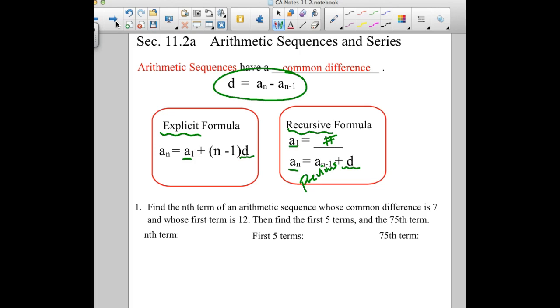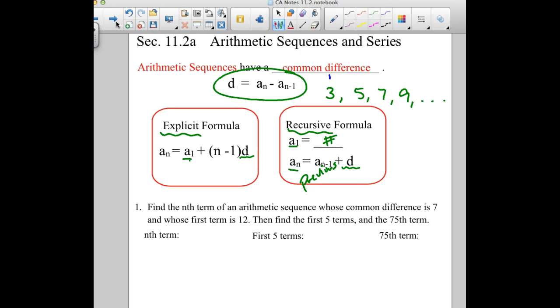Okay? For an explicit rule, the formula says take the first term and add that common difference, but you're only going to add it n-1 times. Now here's why. Let's say we had a starting number of 3 and our common difference is a 2. Okay, means we're going to add 2 each time. So my next number would be a 5, and then I'd have 7 and 9, etc.